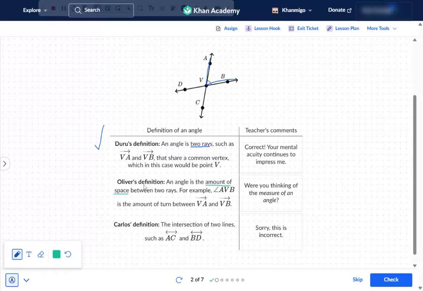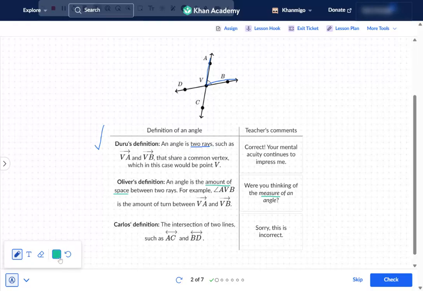So Oliver's saying it's the amount of space. So this seems to match. Yep, he is talking about a measurement, right? This amount, this degree. Is it obtuse, acute, right? How much are we turning? That does sound like a measure, not just a general definition of an angle. So far, this is matching up correct.